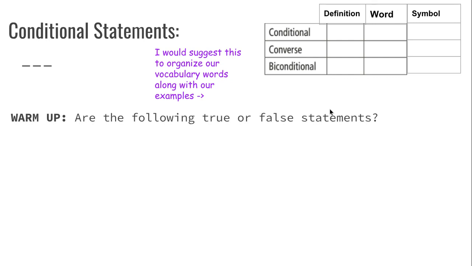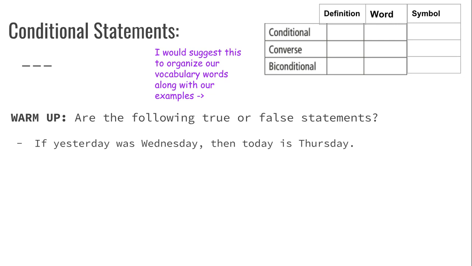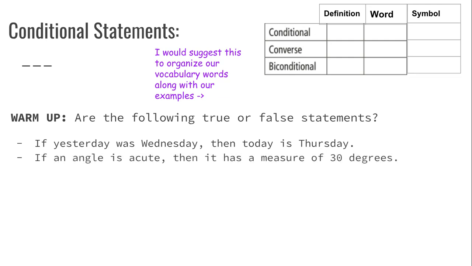A warm-up: are the following true or false statements? If yesterday was Wednesday, then today is Thursday. Is this a true statement? Yes, it is. If yesterday was Wednesday, then the day after Wednesday is Thursday, meaning today is Thursday. If an angle is acute, then it has a measure of 30 degrees. Is this true? It can be true, but there can also be something that is not true about this. I can have an acute angle of 12 degrees, so this statement is not always true.